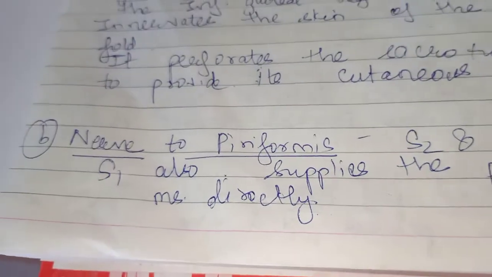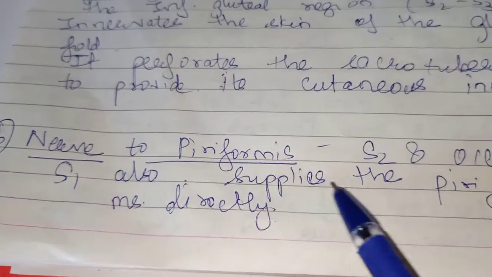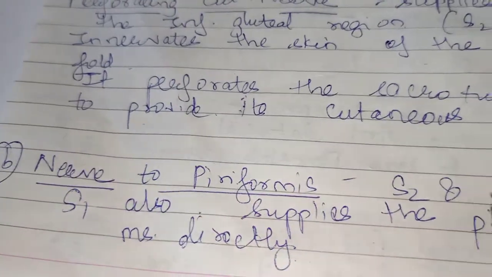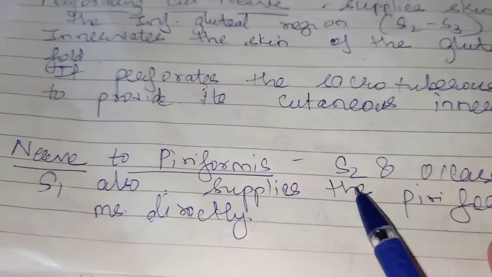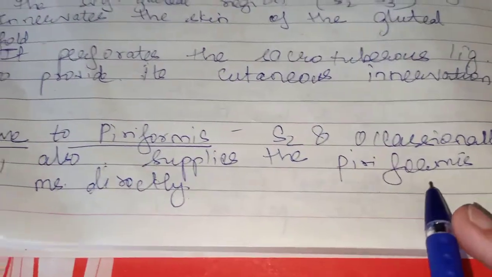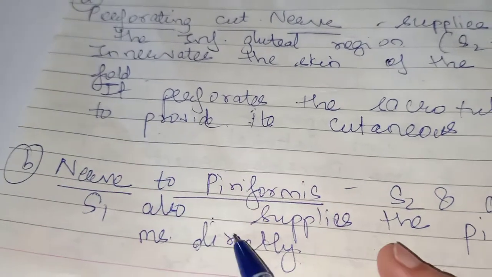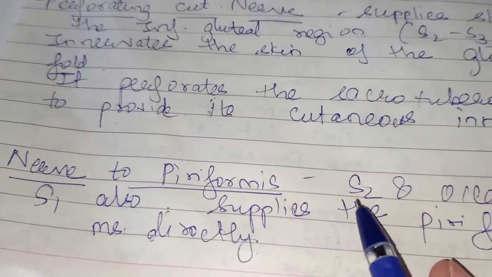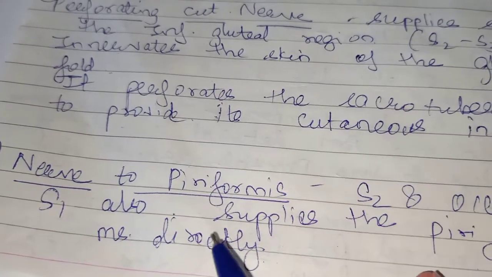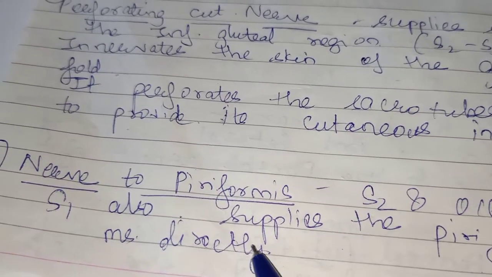The next nerve, a small branch, is the nerve to piriformis, S2 and occasionally S1. This is all you have to remember. S2 and occasionally S1, that is the nerve to piriformis. It supplies the piriformis muscle directly.